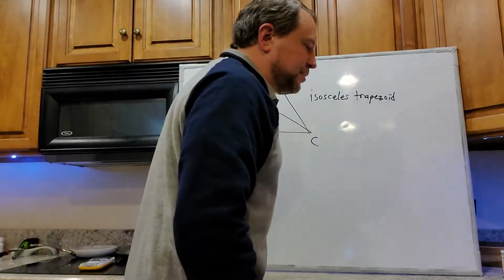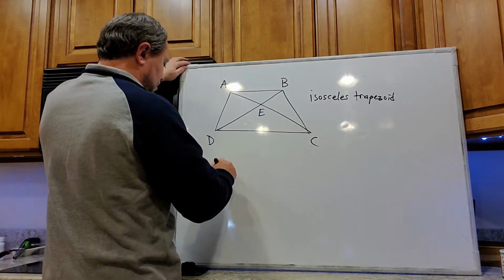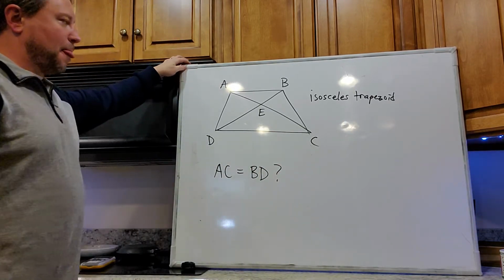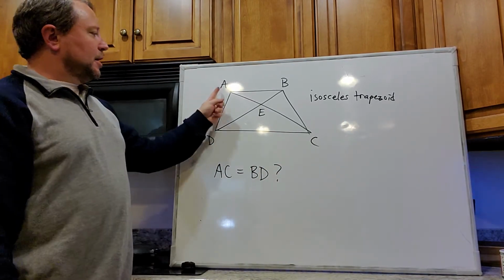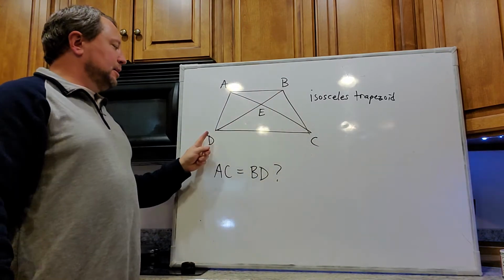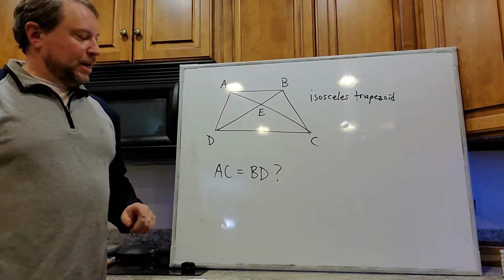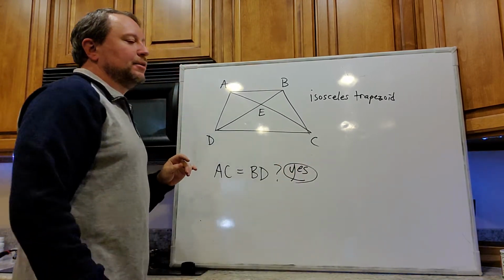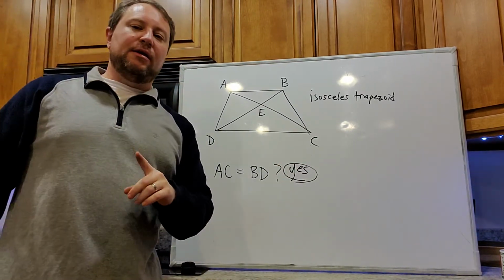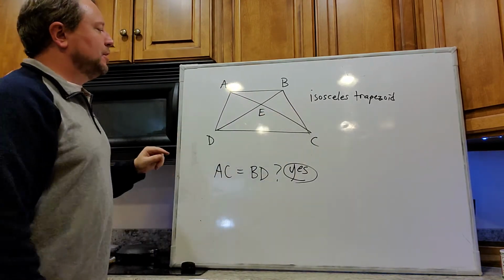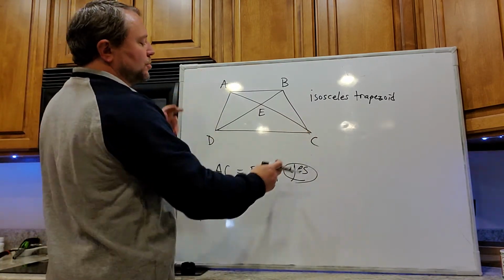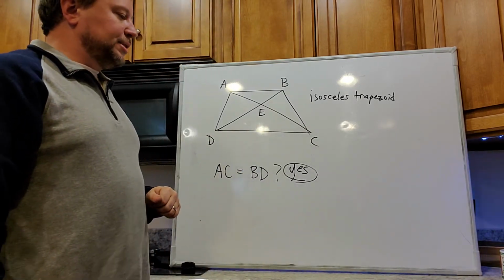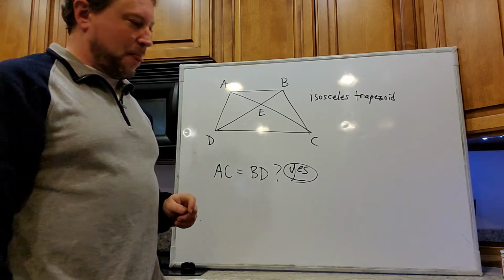So my first question is going to be this. Is AC equal to BD? AC, that diagonal. BD, that diagonal. Are they equal? You should be able to tell me yes, they are, because remember we just had a theorem that stated that in an isosceles trapezoid, the full length of these diagonals are equal. So that is a yes. I want to say it was theorem 615.